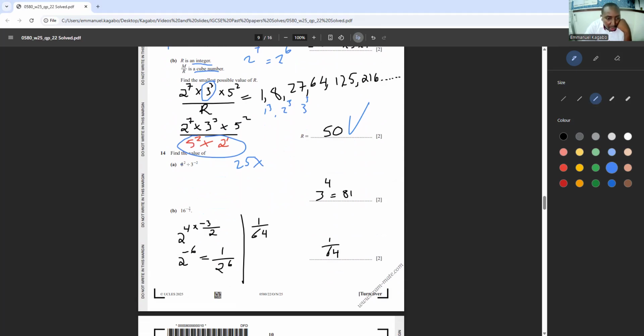14. Find the value of this. Okay? The value of that one is very easy. When you divide numbers of the same base, you subtract the powers. So it is 3 power 2, you have to subtract minus 2, and then here the sign is changed. Then you get 3 power 4. And that's what you have.